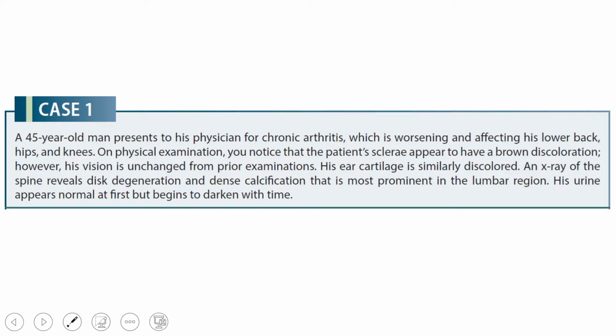An X-ray of the spine reveals disc degeneration and dense calcification that is most prominent in the lumbar region. His urine appears normal at first but begins to darken with time. So, the main clues to our diagnosis are chronic arthritis, the discoloration of the patient's tissue like sclera and ear cartilage, and the most important clue, that is the darkening of urine on prolonged exposure to air.